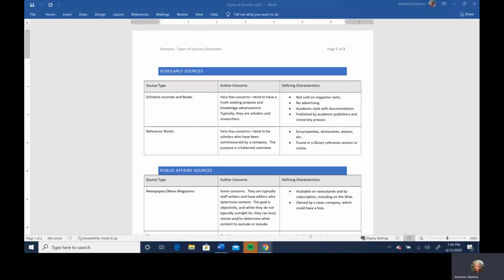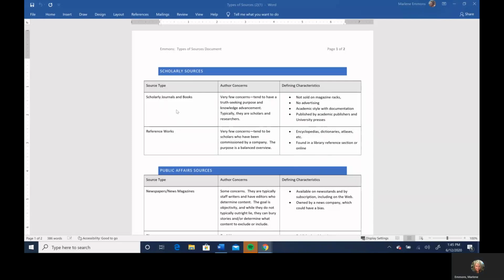You should be looking at a screen here that has different types of sources in blue, and then some explanations of those different types of sources. So let's take a quick look at that together. One source type that you will run into will be the scholarly source. And these scholarly sources will be journals and books.